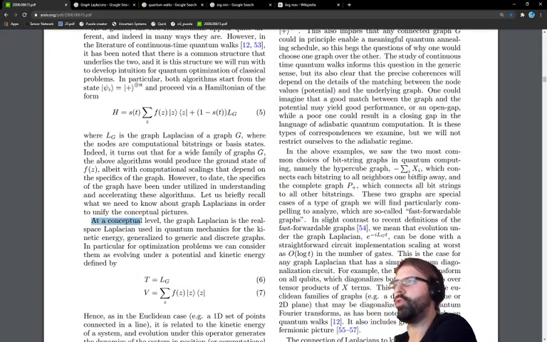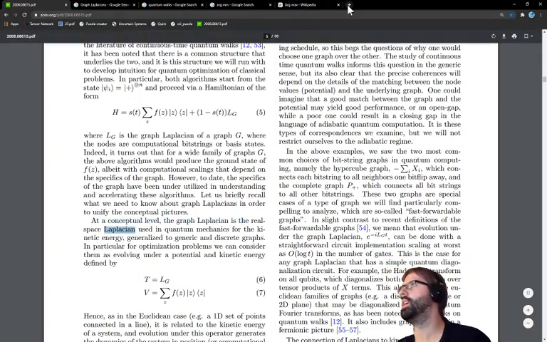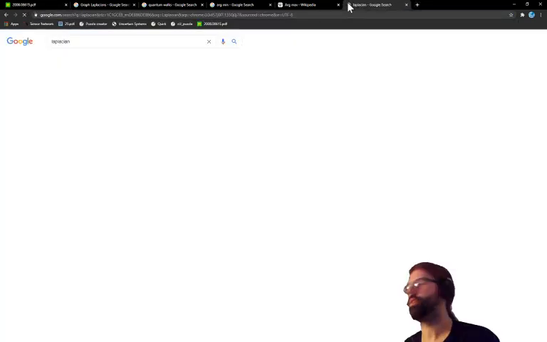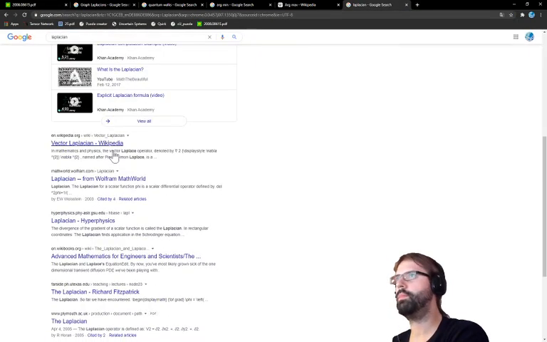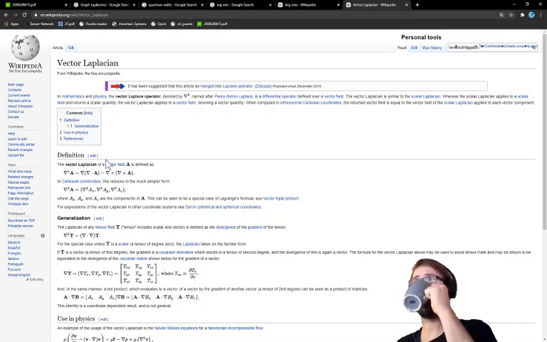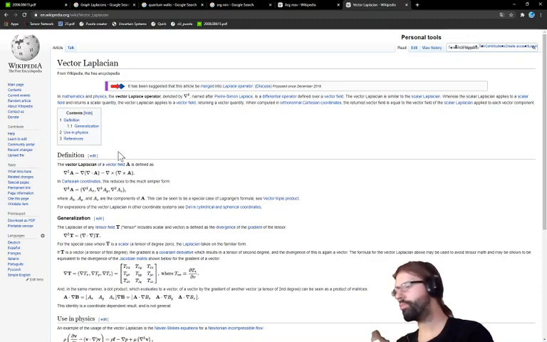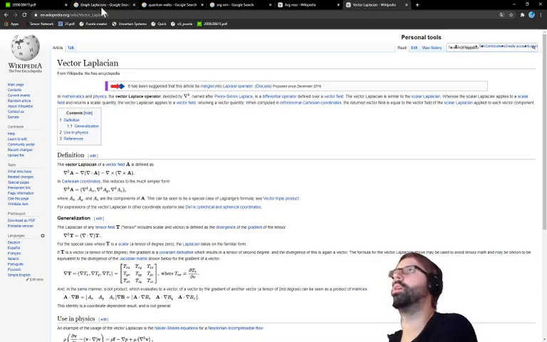Okay, so at a conceptual level, the graph Laplacian is the real space Laplacian used in... Is this pronounced Laplacian, by the way? I thought there'd be the pronunciation in here. Whatever.